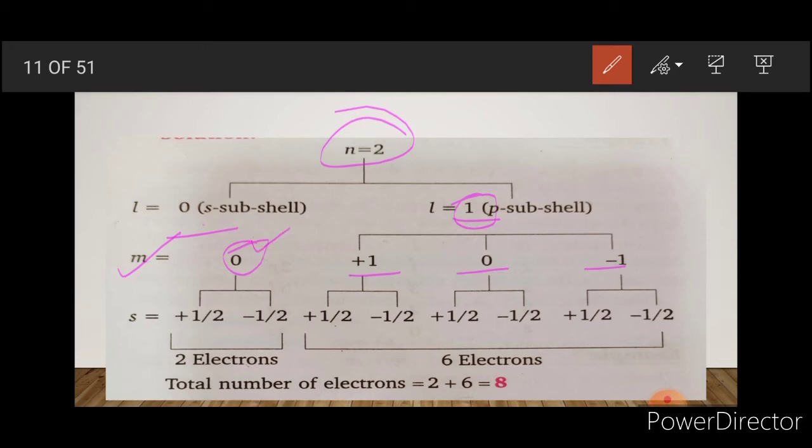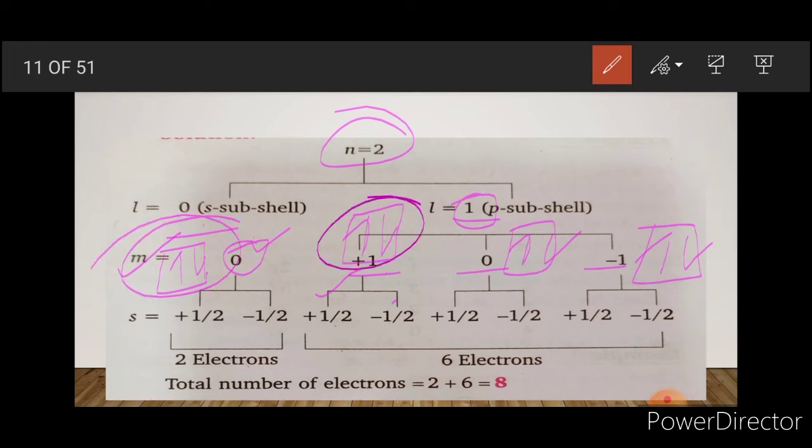In this 0, this is one orbital, 2 electrons of opposite spin. In this one again, 2 electrons of opposite spin. For 0, 2 electrons of opposite spin. For minus 1, 2 electrons of opposite spin. So count the electrons: 1, 2, 3, 4, 5, 6, 7, 8. So the total number of electrons will be 8.